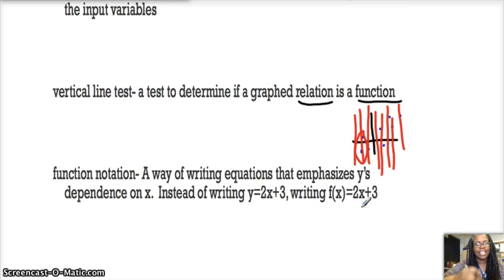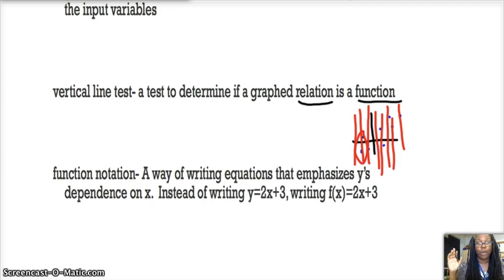The next definition we have is kind of a quirky thing to write a definition for, but it's called function notation. It's basically a way of writing equations that emphasizes y is dependent on x. Well, really, instead of writing y equals 2x plus 3, we write f of x is equal to 2x plus 3. And what this does is say, by replacing y with f of x, we're saying y is a function of x. Does that kind of make sense? We're saying y depends on x, and you'll see how we'll do problems with this, and I'll explain a little bit more in the example.